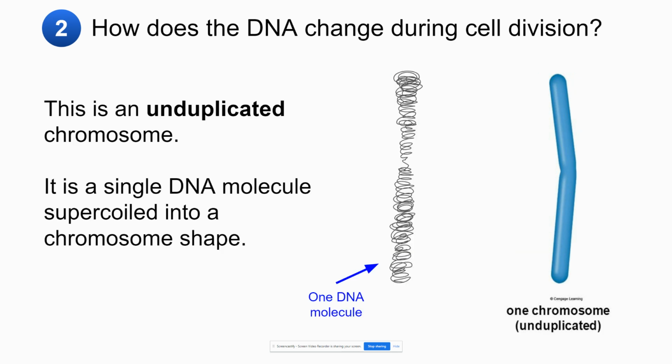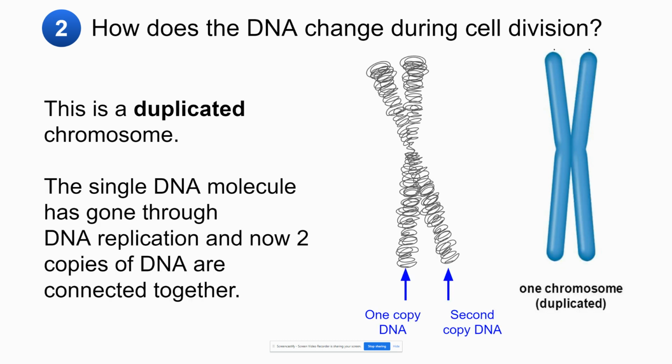If you see a chromosome looking like this, then you're looking at an unduplicated chromosome. It's a single DNA molecule that's been supercoiled into the chromosome shape. We can simplify the DNA image to look like what you see on the right. It's a single DNA molecule that has not yet gone through DNA replication.